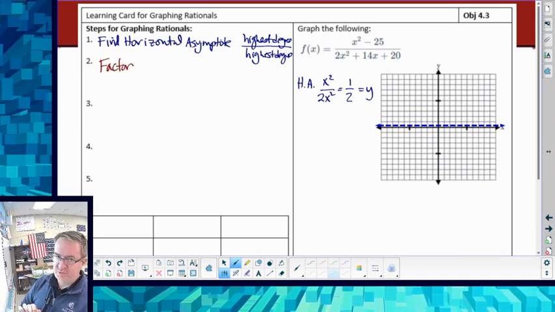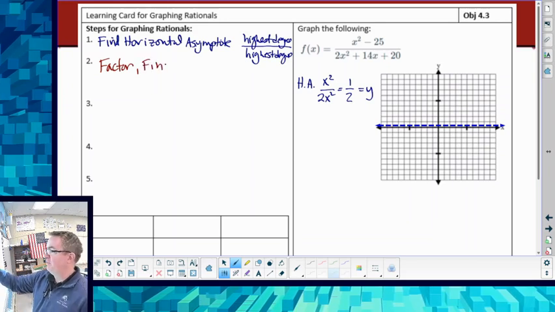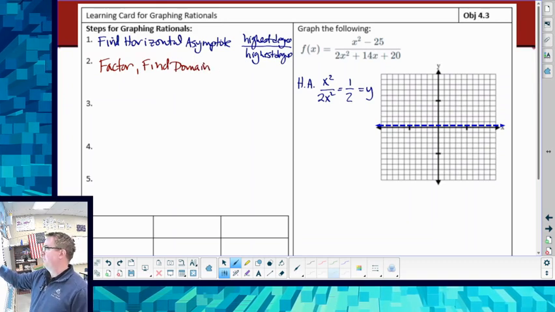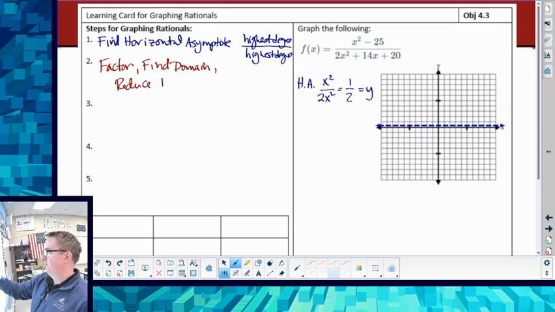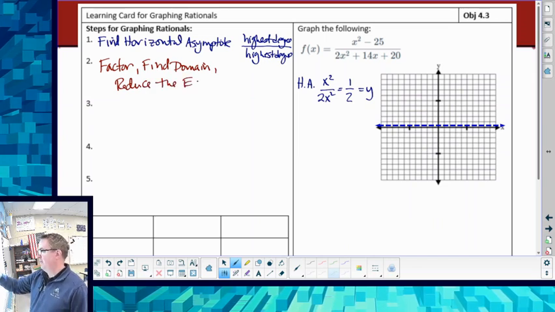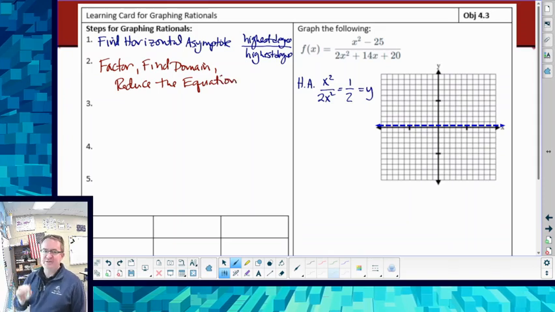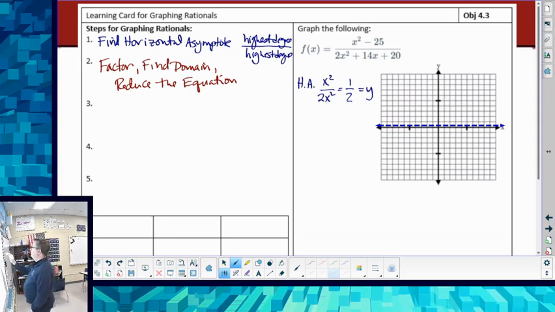Now, the next thing you're going to do is factor the equation. We are going to find the domain, and I'll explain why that's important here in a second. And then we're going to reduce the equation if we can. The reason why the domain is important is because the domain is going to help us with the next 2 steps. So let's go over here.